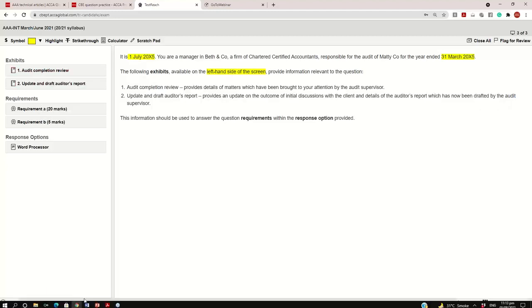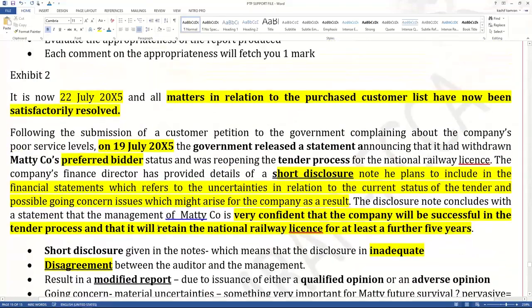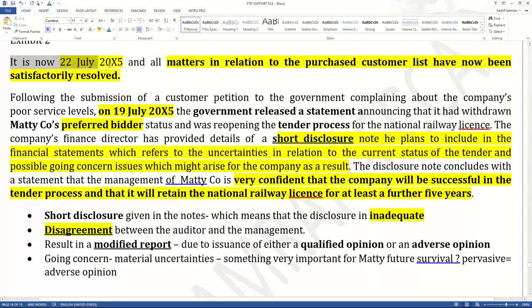In exhibit number two, let me bring back the Word file. On the Word file, what was the examiner telling us here? Read this first line. It is now the 22nd of July and all matters in relation to the purchase customer list have now been satisfactorily resolved. So do we have any disagreement with management on the purchase customer list? No. Has it been resolved?